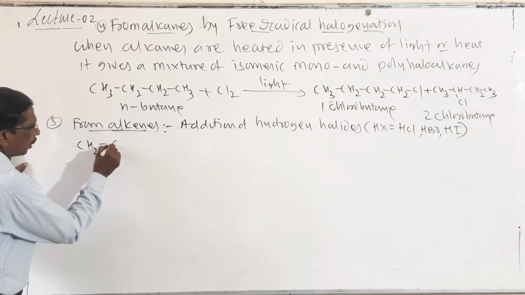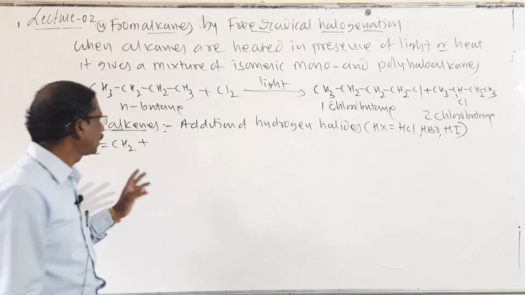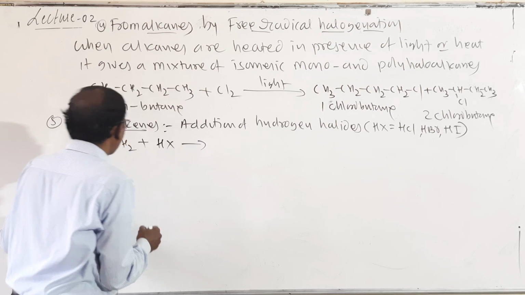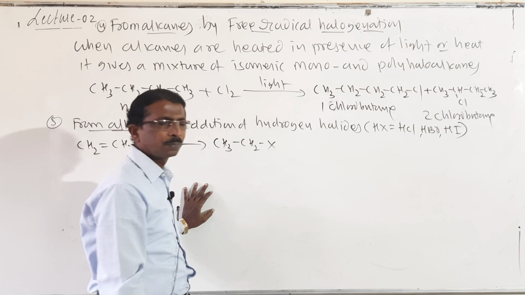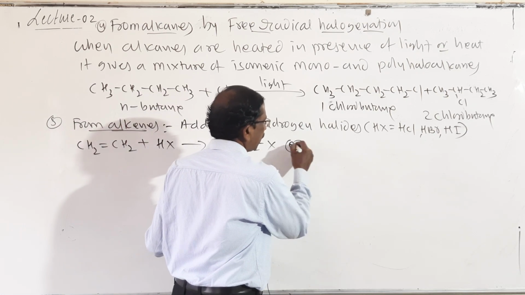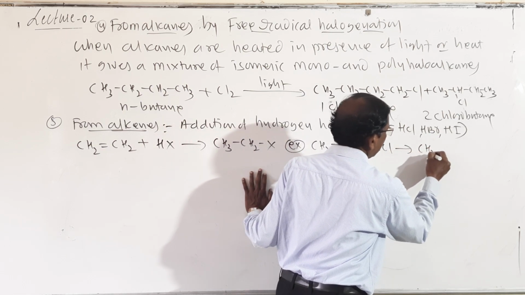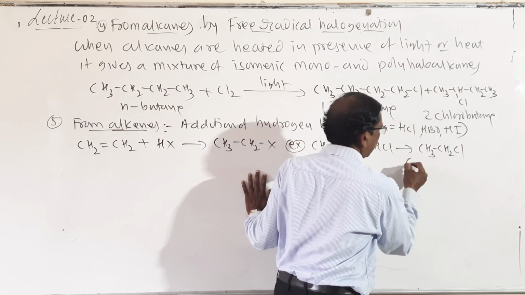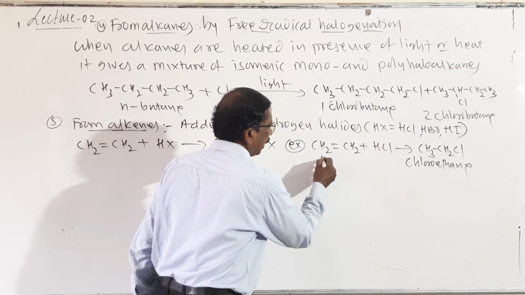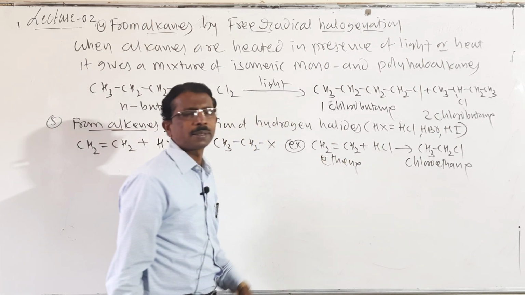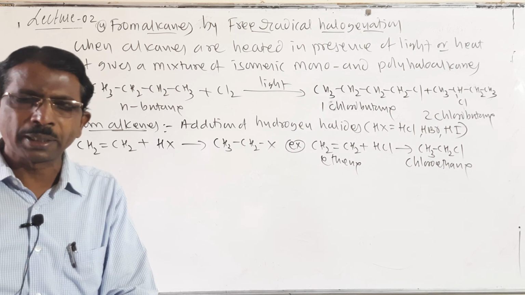So look here, CH2 double bond CH2 plus HX, you may use any one method. So here if you add HX, it forms CH3 CH2X. So if you take the example CH2 double bond CH2 plus HCl, you will get CH3 CH2Cl. It is called chloroethane, from ethene. Addition reaction takes place here. So simply it forms these compounds.